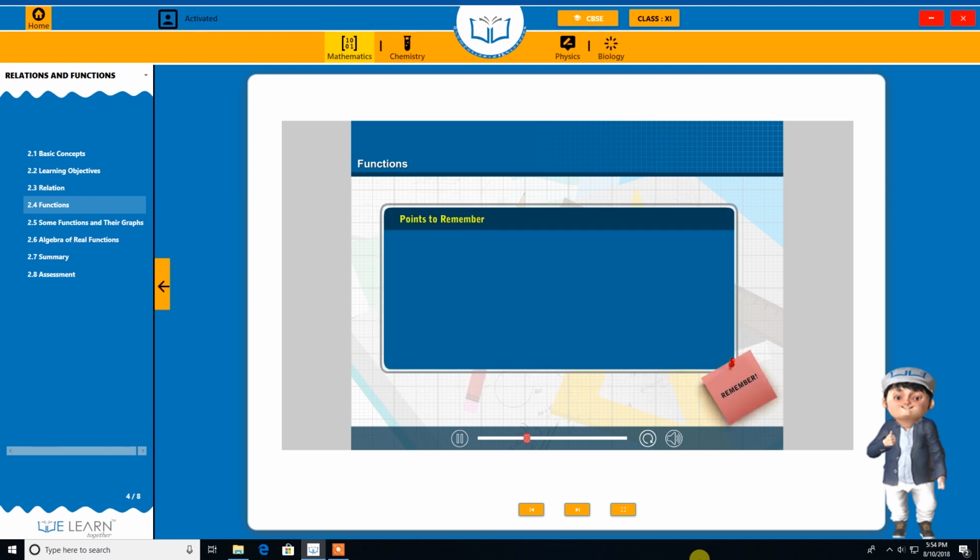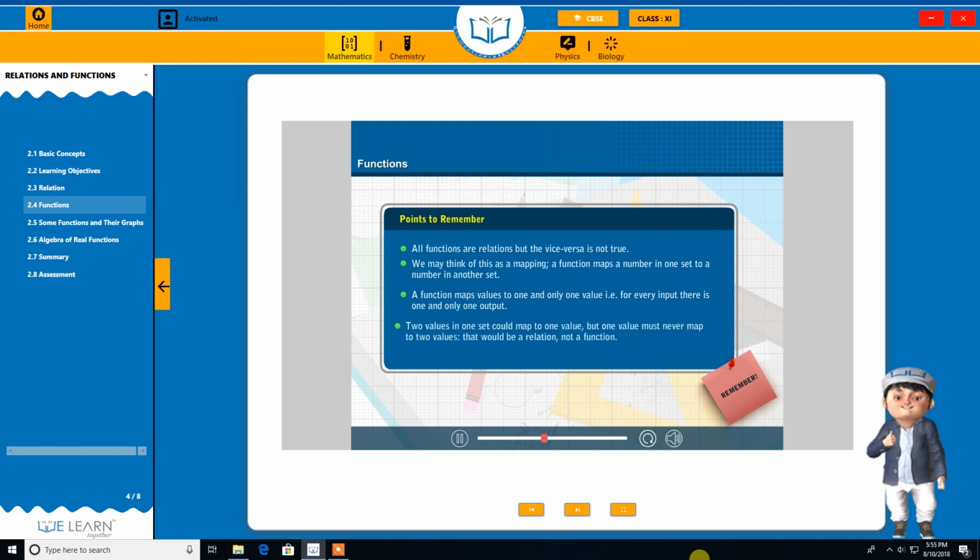Points to remember. All functions are relations, but the vice versa is not true. We may think of this as a mapping. A function maps a number in one set to a number in another set. A function maps values to one and only one value. That is, for every input, there is one and only one output. Two values in one set could map to one value, but one value must never map to two values. That would be a relation, not a function.